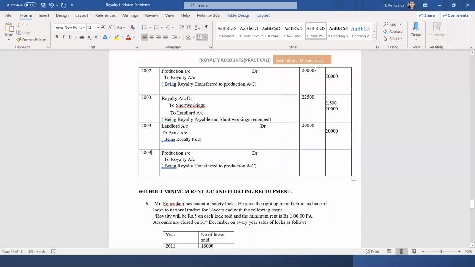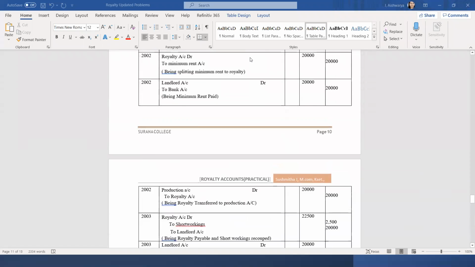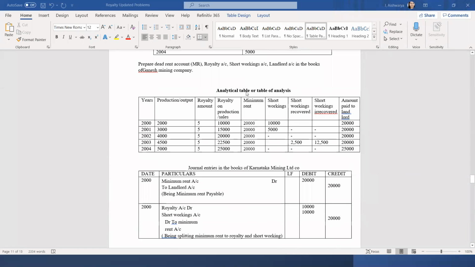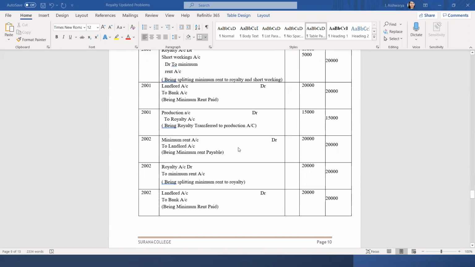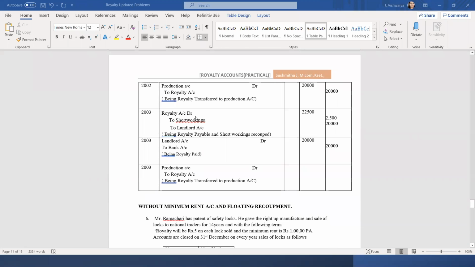So how much is the amount? Just look into the royalty, 22,500. I'll show it to you. In 2003, royalty account debit, how much has been debited? 22,500. That amount has to be credited. In the credit side, you have to fill 22,500. This amount has been debited, and we are transferring it to the production account.